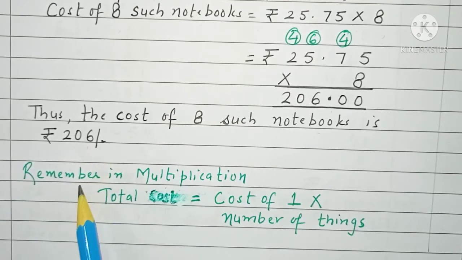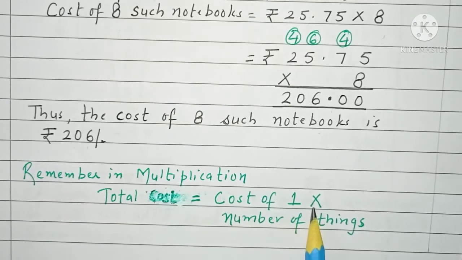Children, remember in multiplication, when we need to calculate the total cost, it is equal to the cost of 1 multiplied by the number of things.